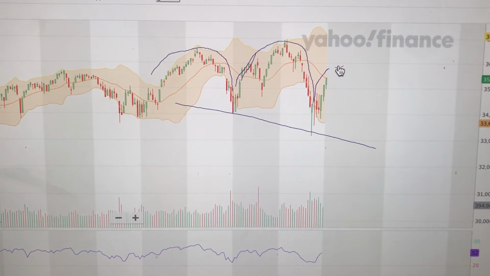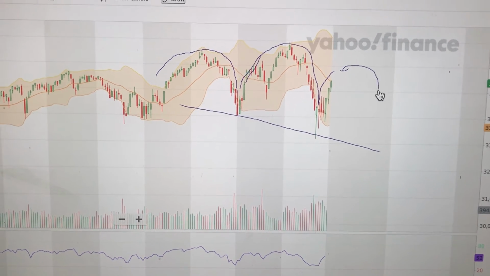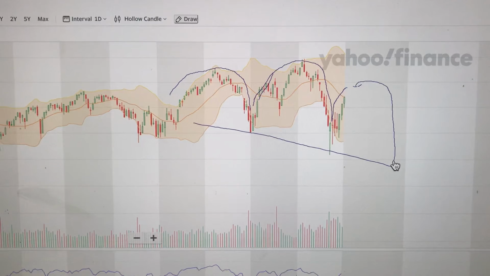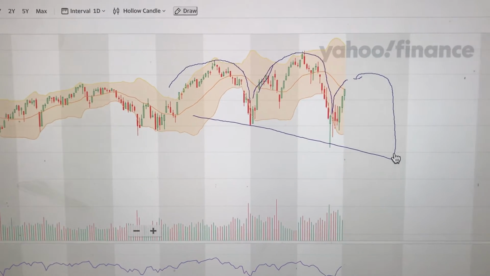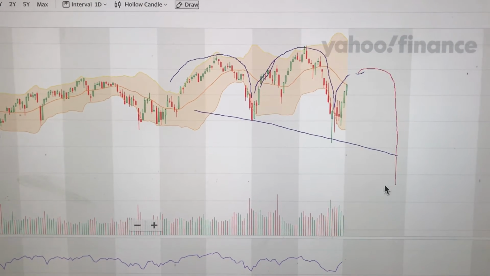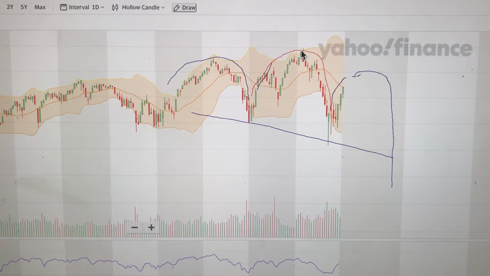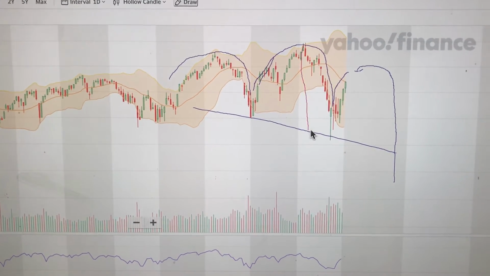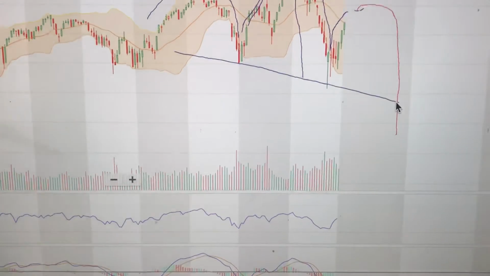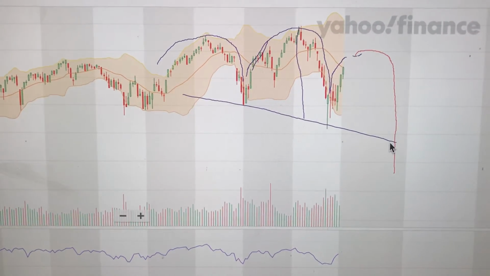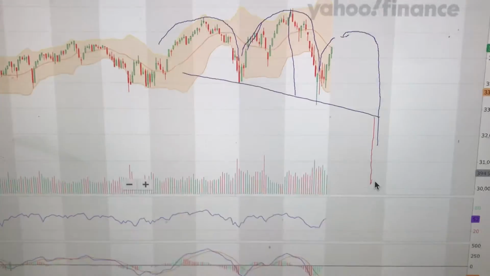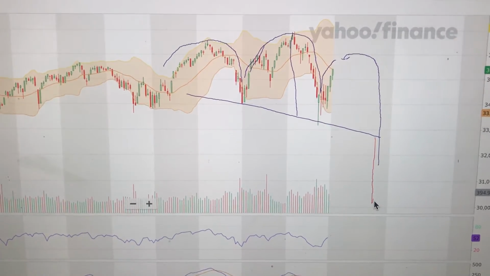So we expect prices to continue and maybe do something like this to complete the right shoulder, and then go past the neckline. And then what you want to do is measure this distance here to this neckline, and where it breaks through, you measure the equivalent distance down for a projection of how low this market can go.